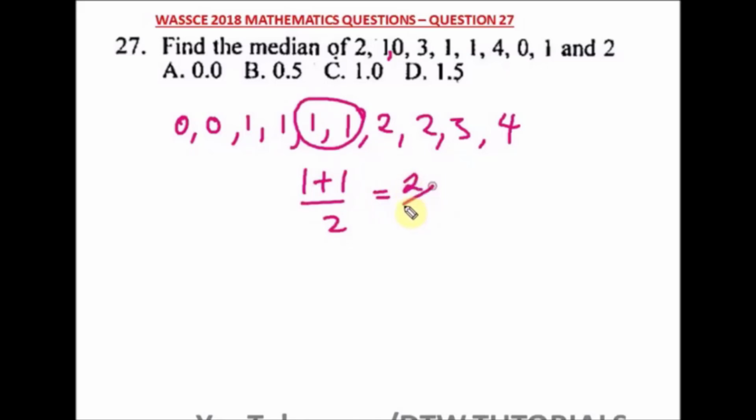What is 1 plus 1? That's 2, divided by 2, and 2 divided by 2 will give us 1. So our median is 1, and our right option here is option C.